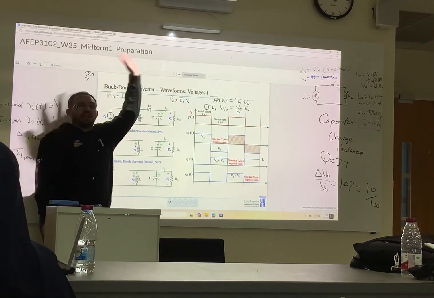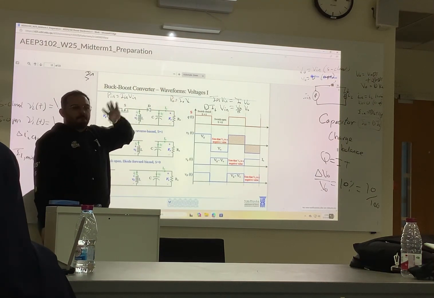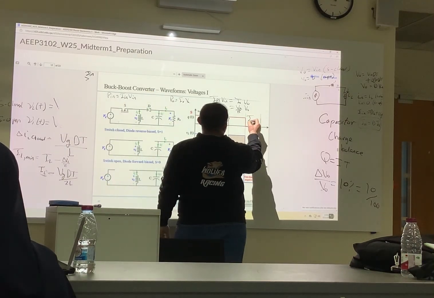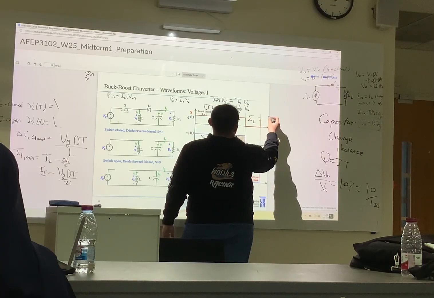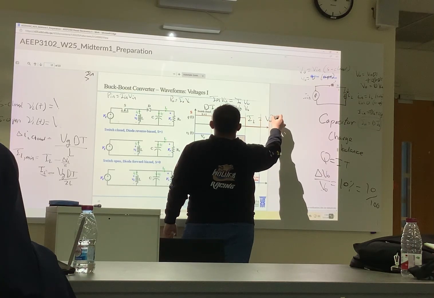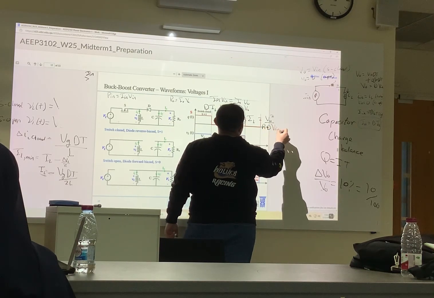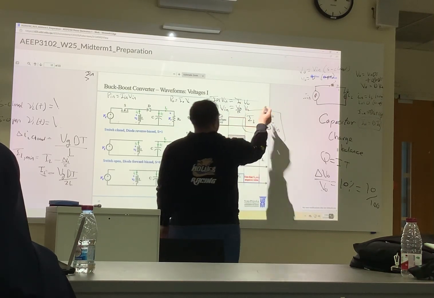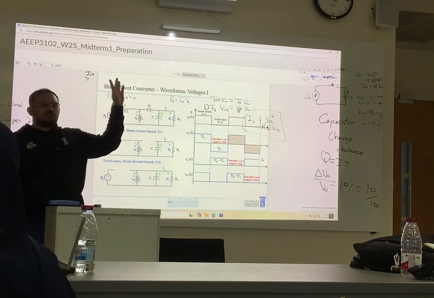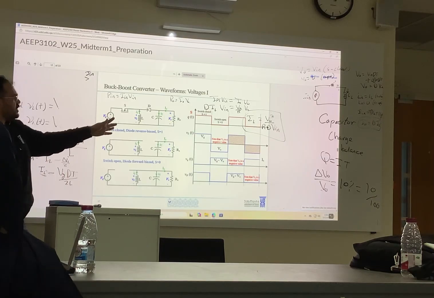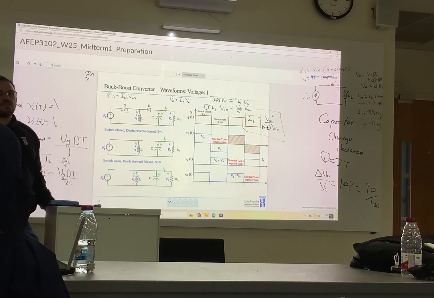This is enough to get you an equation for IL. Okay? This is enough. You don't really need to do anything else. You could keep it as IL equals V out squared divided by R D Vin. You could keep it as this. There's no shame in that. So if you write this equation, you are good. You got the equation for IL.